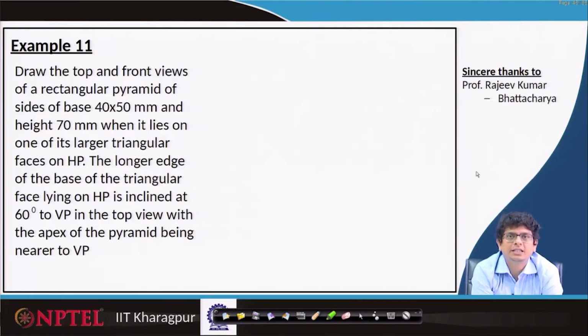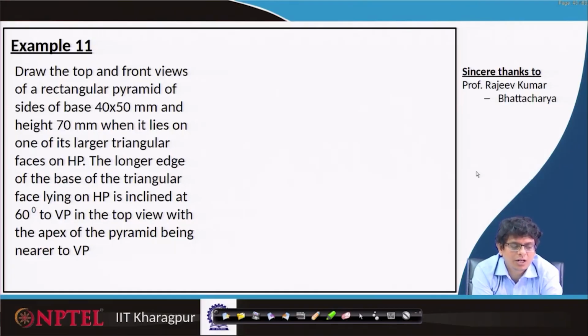Let us take another example. Draw the top and front views of a rectangular pyramid of base sides 40 by 50 mm. It is a rectangular pyramid, which is the reason you have different side lengths, 40 and 50 mm, and it has a height of 70 mm.